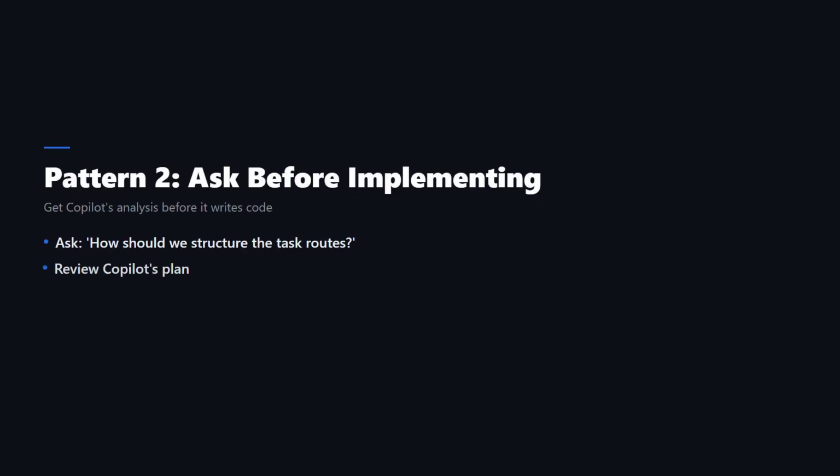Pattern 2: Ask before implementing. Instead of "build the CRUD API," first ask, "How should we structure the task routes?" Copilot explains its approach. You review the plan. If it makes sense, say "go ahead and implement that." This two-step pattern, understand then implement, prevents Copilot from building something you didn't want.